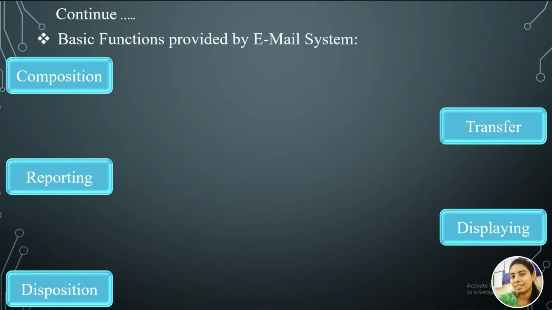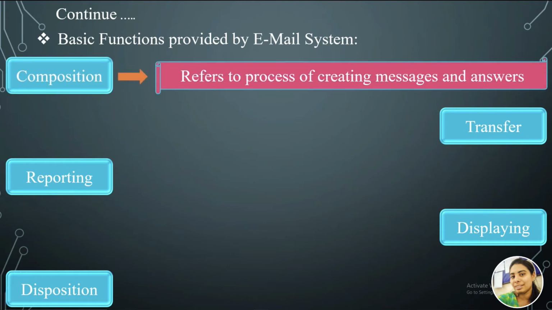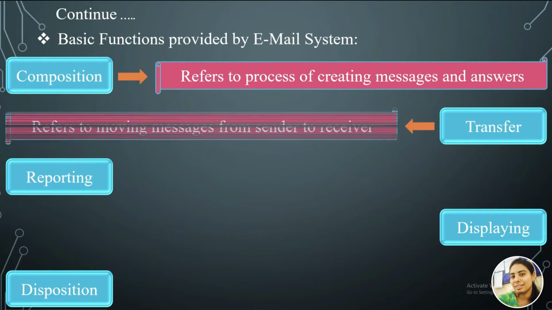So, these are the 5 different services provided by the email system. Let's understand each one turn by turn. Firstly, we'll discuss the composition service. This service refers to the process of creating the mail or message. The second service is transfer. Transfer refers to moving the mail from the sender to the receiver, or you can say from one end to the other.